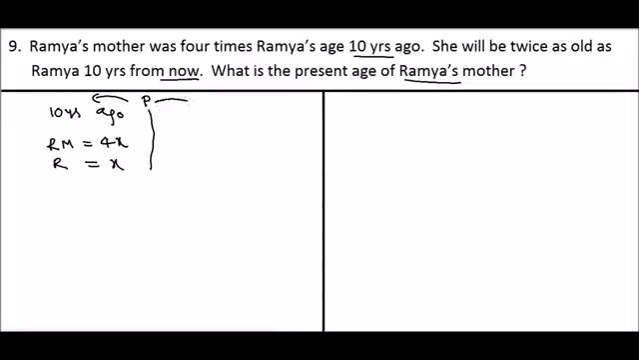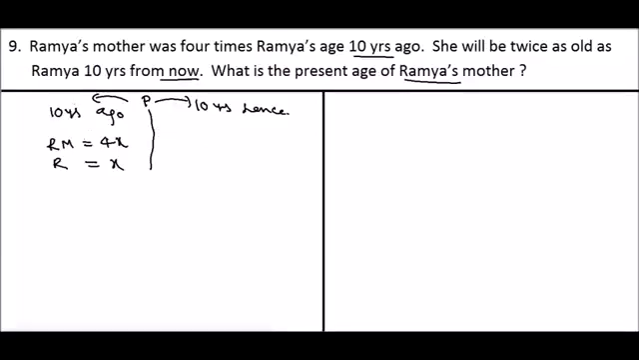What do you mean by 10 years hence? 10 plus this 10, 10 years later. 10 years hence, right? This 10 years plus this 10 years. So 10 years hence, Ramya's mother will be twice as old as Ramya. Actually, 10 years after, then what would be the age of Ramya's mother?